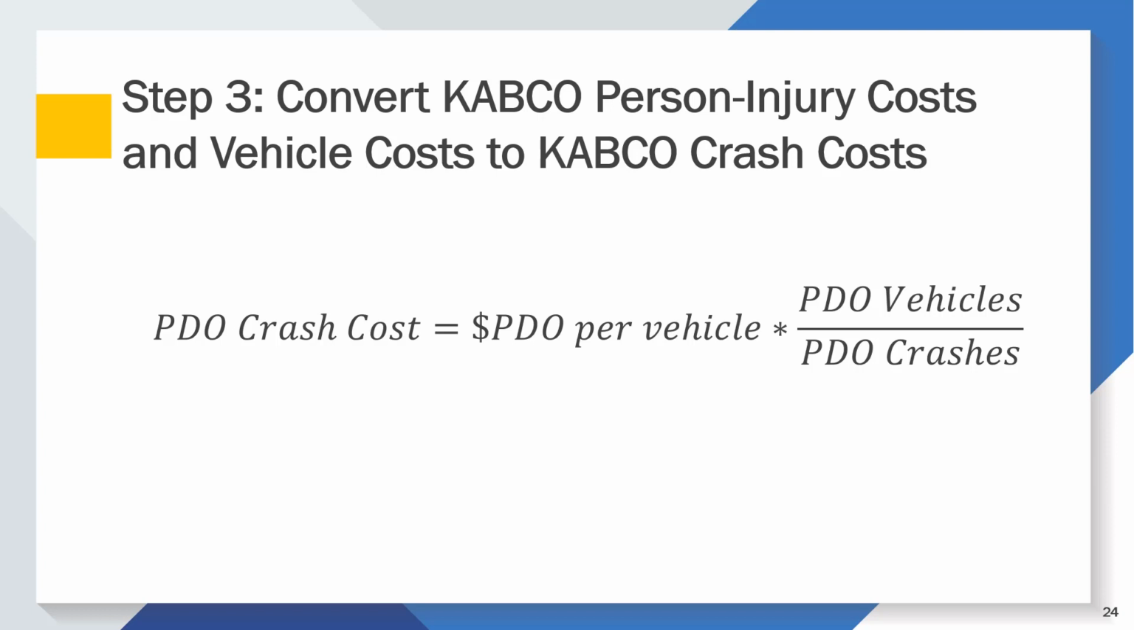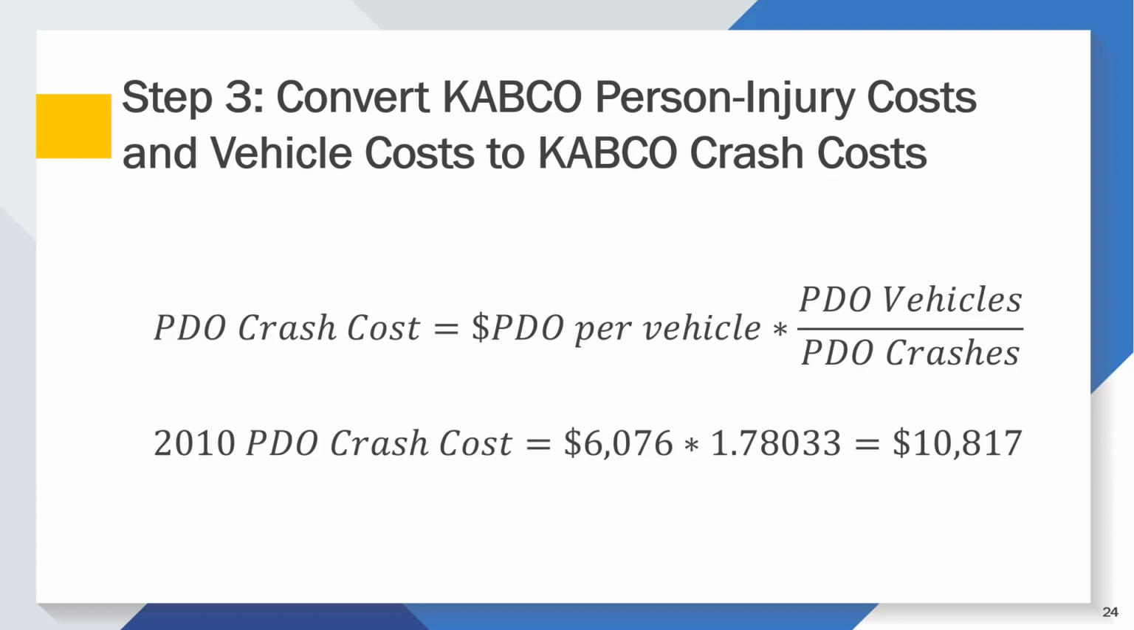Since there are no injuries in a property damage only or PDO crash, it is not appropriate to use injury to crash ratios. Instead, simply multiply the PDO cost per vehicle by the vehicle to crash ratio without rounding. In 2010, the average PDO cost per vehicle was $6,076. Based on national data from 2011 to 2015, the vehicle to crash ratio for PDO crashes was 1.78033. The resulting cost per PDO crash in 2010 dollars was $10,817.